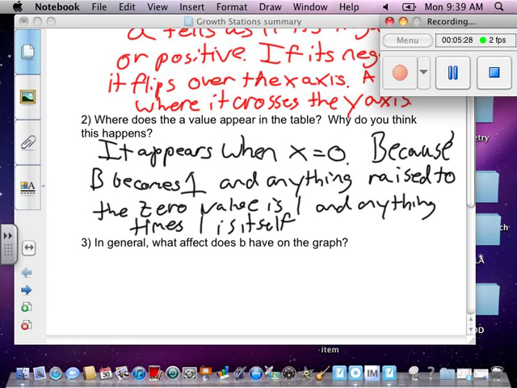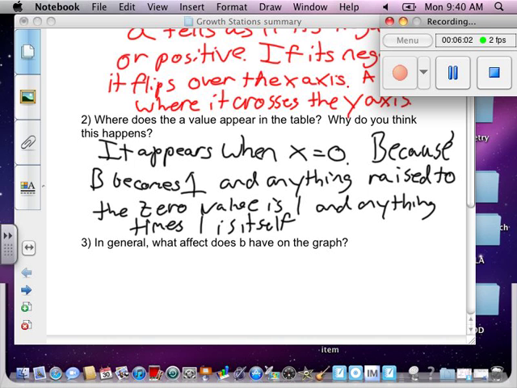All right, ladies and gentlemen, we are looking at 3. In general, this is harder. In general, what effect does B have on it? When I change the B value, how does the graph change? It shows how much the previous term is being multiplied by each term. So it changes the values of the graphs. The graph changes because it's either steeper or less steep. It changes how steep the graph is.